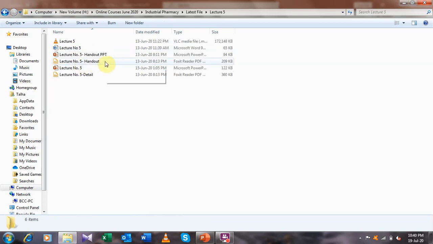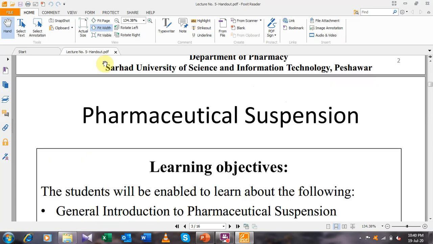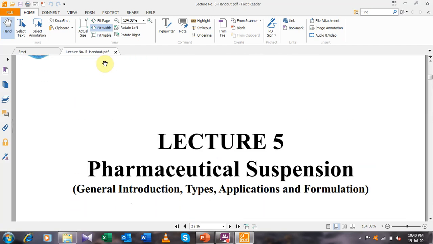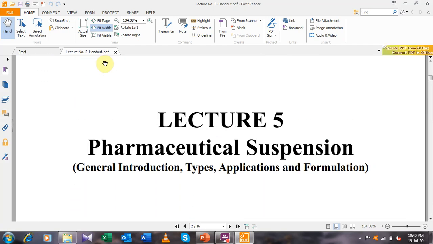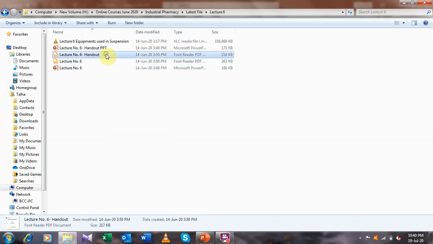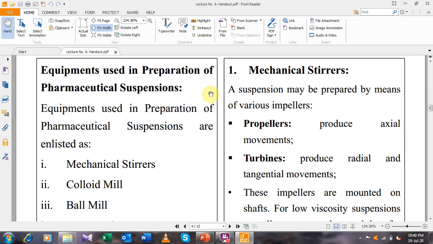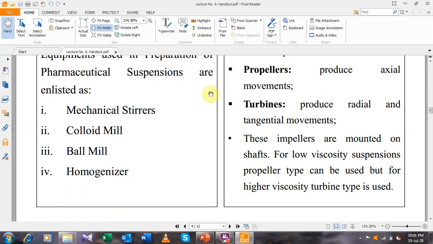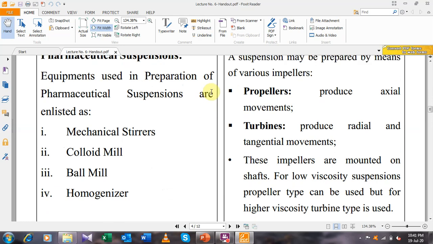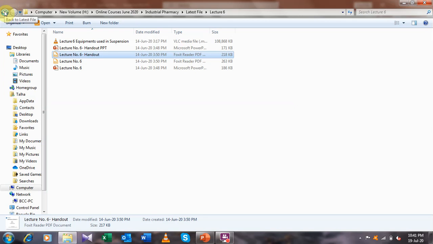In the fifth lecture, we have studied pharmaceutical suspension: general introduction, types, applications, and formulation. While in the sixth lecture, we have discussed the equipment used in the preparation of pharmaceutical suspension, including mechanical stirrer, colloid mill, ball mill, and homogenizer. We have discussed this topic in detail in the sixth lecture.